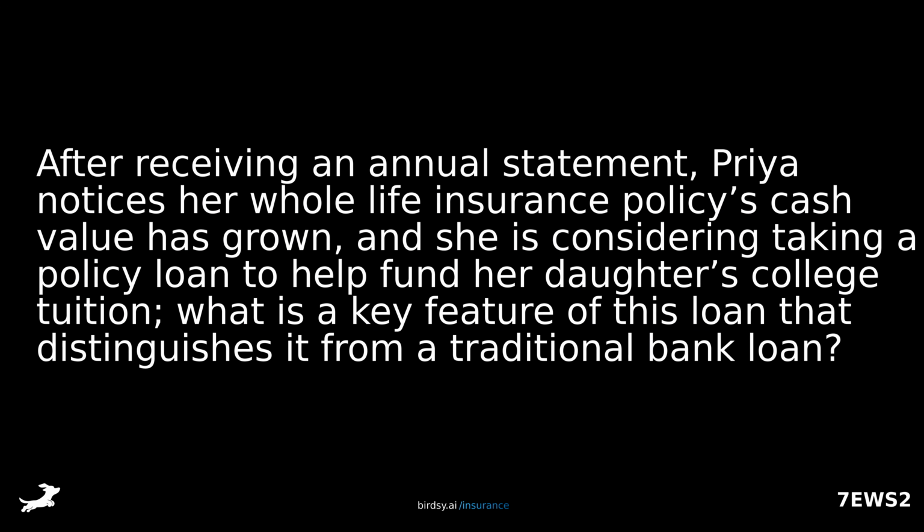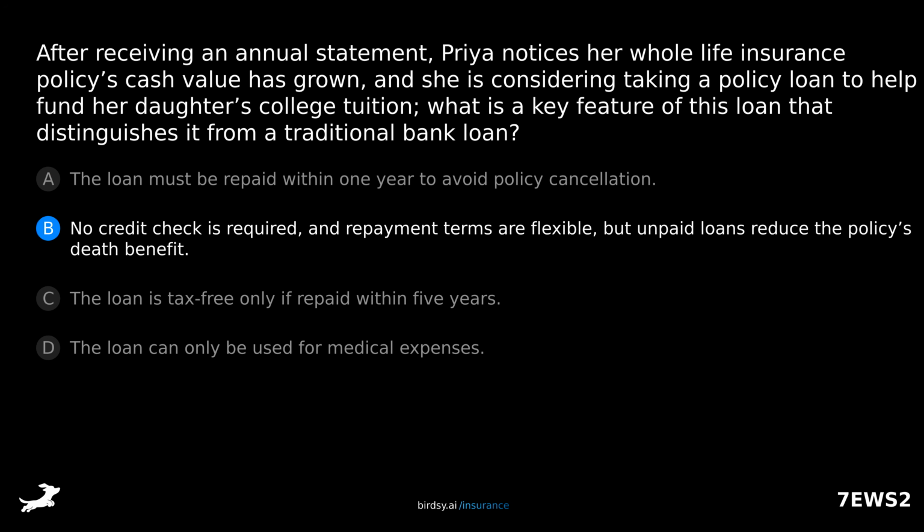After receiving an annual statement, Priya notices her whole life insurance policy's cash value has grown, and she is considering taking a policy loan to help fund her daughter's college tuition. What is a key feature of this loan that distinguishes it from a traditional bank loan? B, no credit check is required, and repayment terms are flexible, but unpaid loans reduce the policy's death benefit. C, the loan is tax-free only if repaid within 5 years. Or D, the loan can only be used for medical expenses.